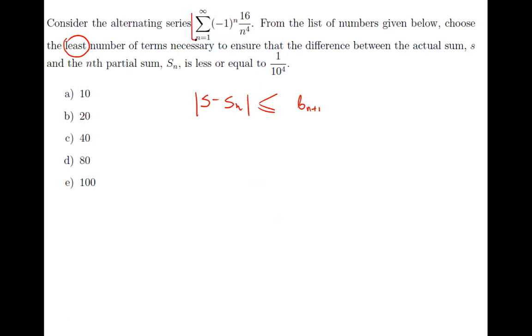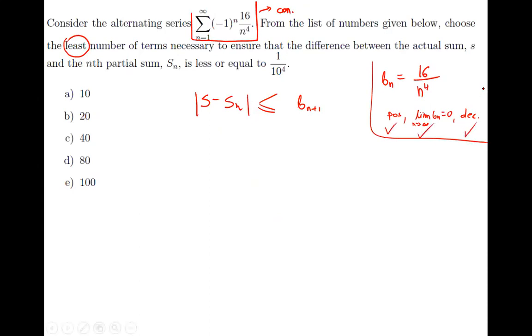Looking at this infinite series, it's definitely convergent, because the formula b sub n is 16 over n to the power of 4. It's positive, the limit is 0, and it's decreasing. I don't want to prove this. The limit of b sub n at infinity is 0. That means it's positive, limit 0, decreasing.